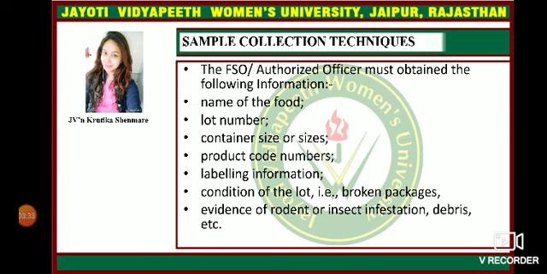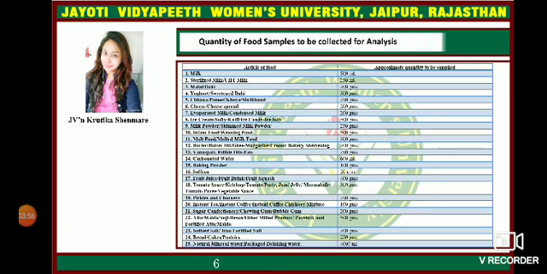Sample collection techniques. The food safety officer or the authorized officer must obtain the following information: the name of the food, lot number, container size or sizes, product code numbers, labeling information, and the condition of the lot, that is if it has broken packages, evidence of rodent or insect infestation, or debris.